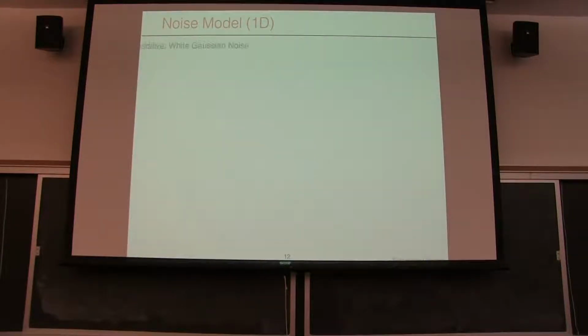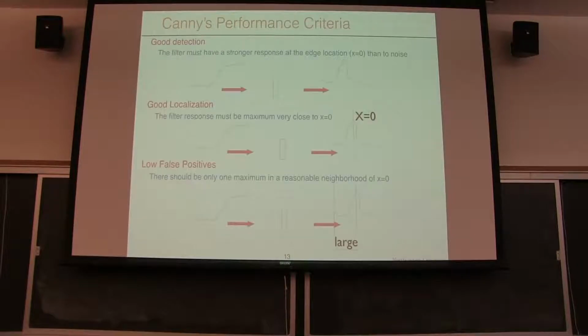And then on top of that, he added noise, and not surprisingly, he thought about having additive white Gaussian noise. That's characterized by the signal-to-noise ratio between the edge and the noise, and so we have some variance sigma squared. This was actually one of his main contributions, in how to formalize what makes a good edge detector. So he said, I want good detection, I want good localization, and I want low false positives.